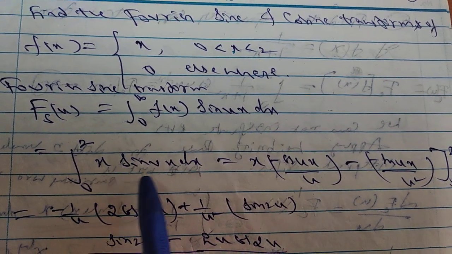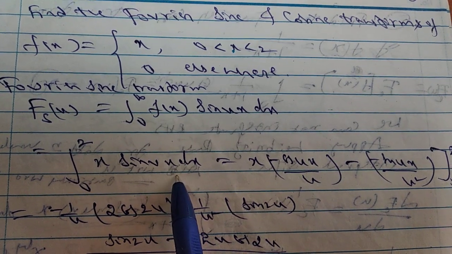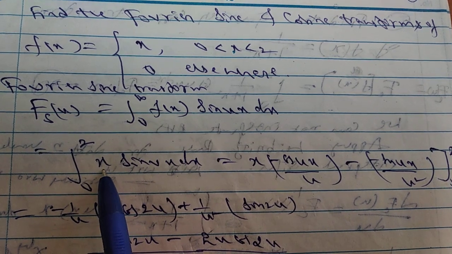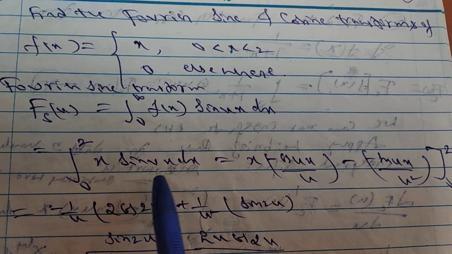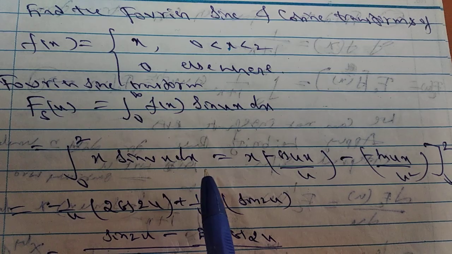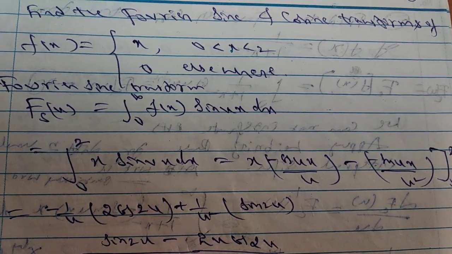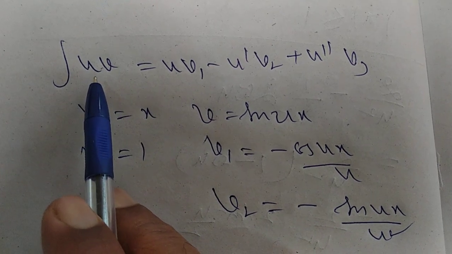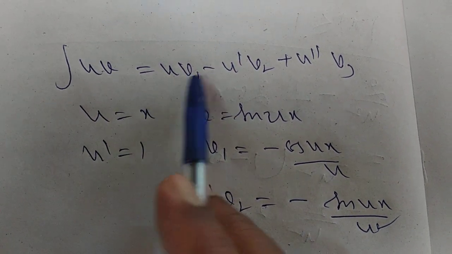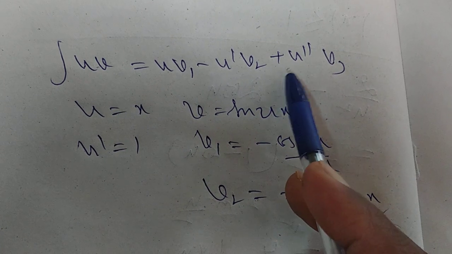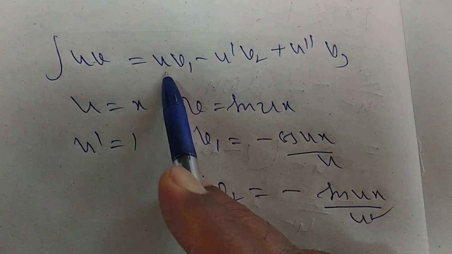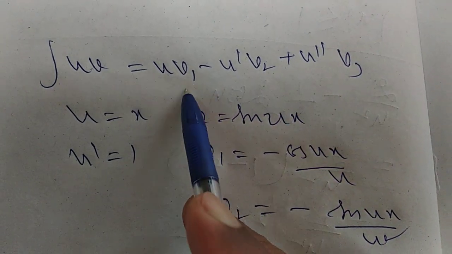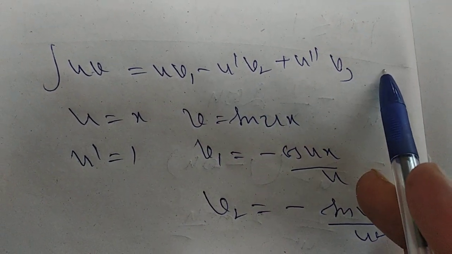So x into sin(ux). How to integrate? Integrate by parts. Which one do you have to choose as u? u is equal to x and v is equal to sin(ux). Now you already know the formula, Bernoulli's rule for integration: integral of uv is equal to u v1 minus u' v2 plus u'' v3. Here u', u'', u''' represent differentiation and v1, v2, v3 represent integration.